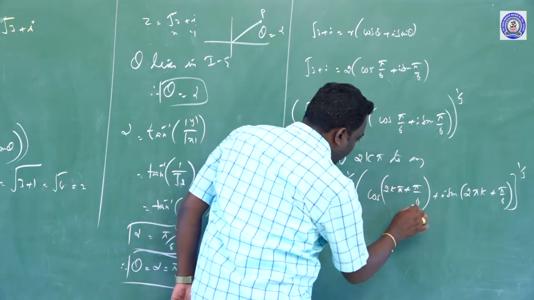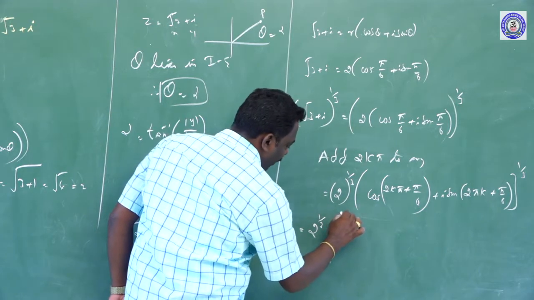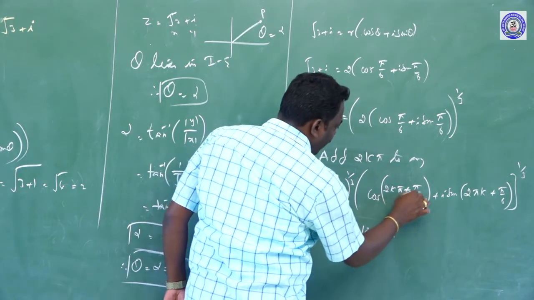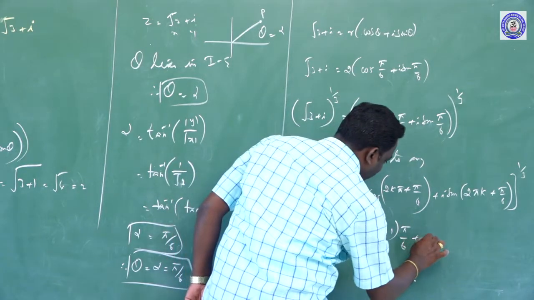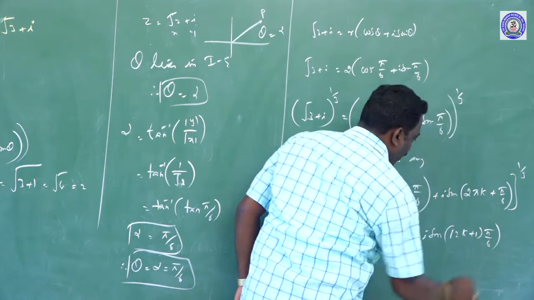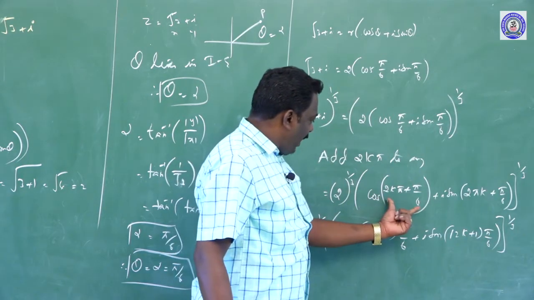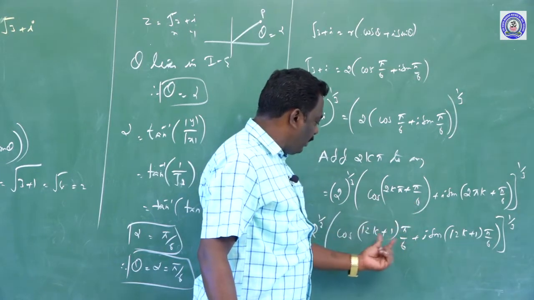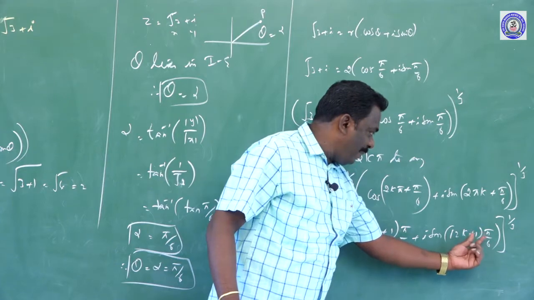Now take the common denominator. That is 2 power 1 by 3 remaining, and within the bracket cos of 12k plus 1 into pi by 6, plus i into sin of 12k plus 1 into pi by 6, and the whole power 1 by 3 remaining. Simplify the bracket term: 2 into 6 is 12k, with pi common, so keep it outside, 12k plus 1 into pi by 6, whole power 1 by 3.